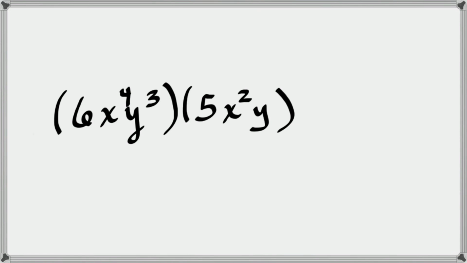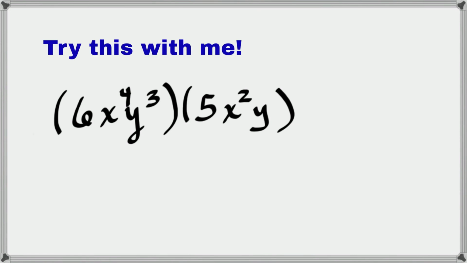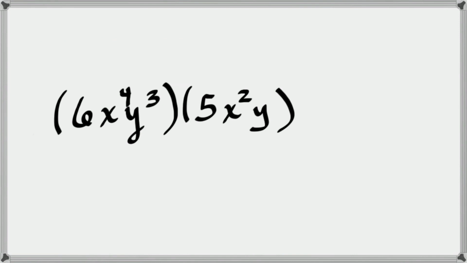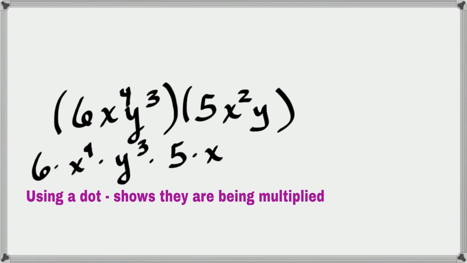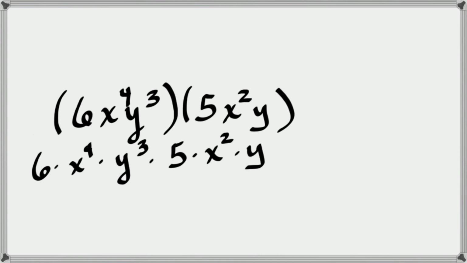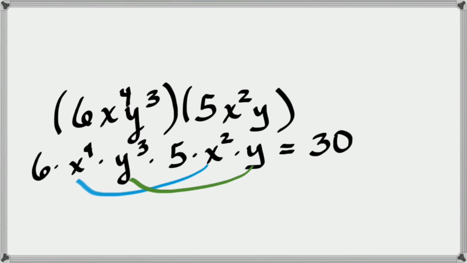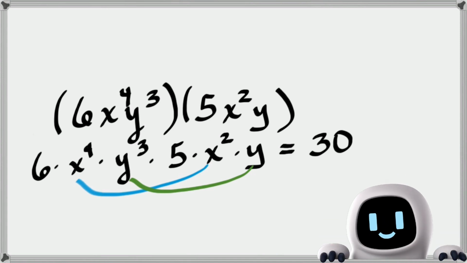6x to the fourth times y to the third multiplied by 5x squared times y. That is the same thing as if you were multiplying these individual terms. Some are just numbers, like 6 and 5, and the other exponential notations have different bases. So the ones that go together are the x's, and the other bases that are the same are the y's. When you are multiplying, it doesn't change the fact that you're still multiplying 6 times 5, which is 30. Just remember that the product rule has to do with bases and exponents.